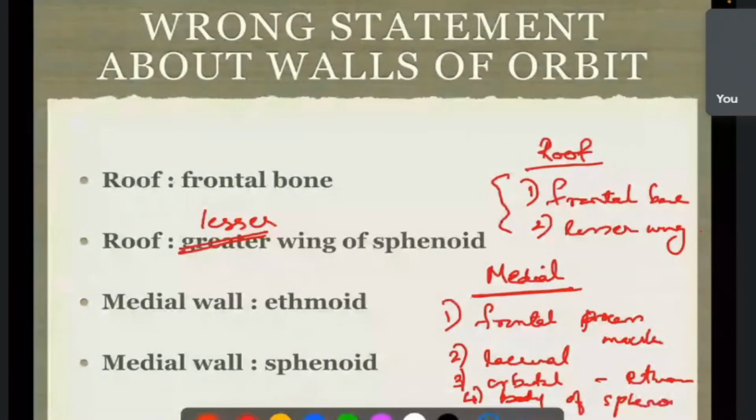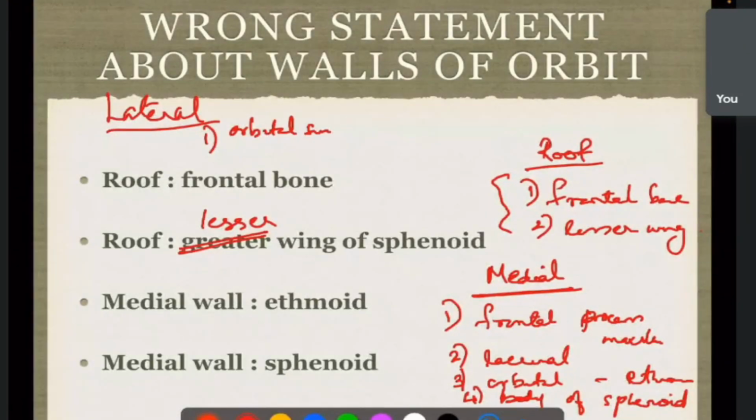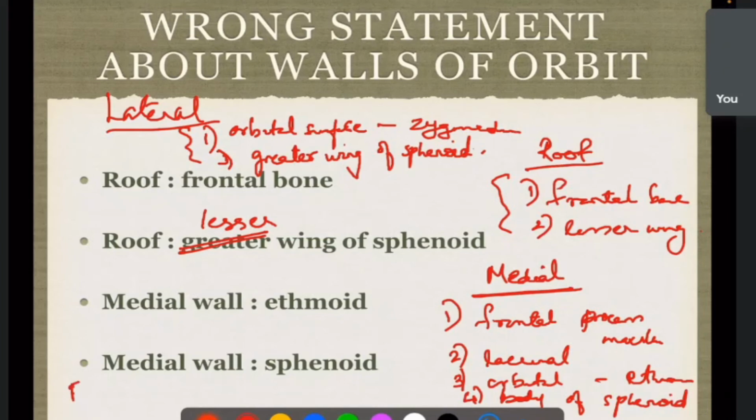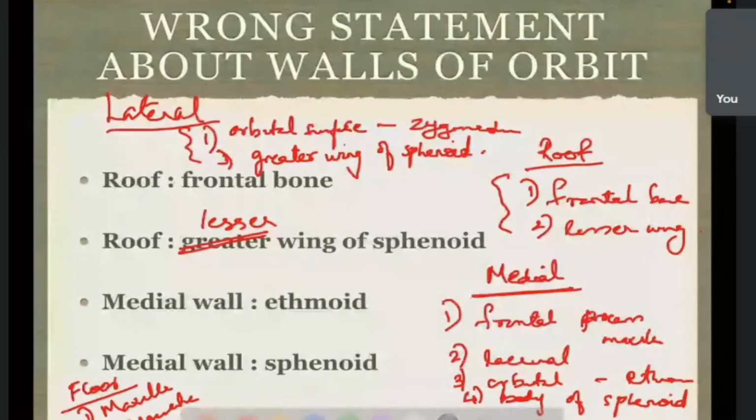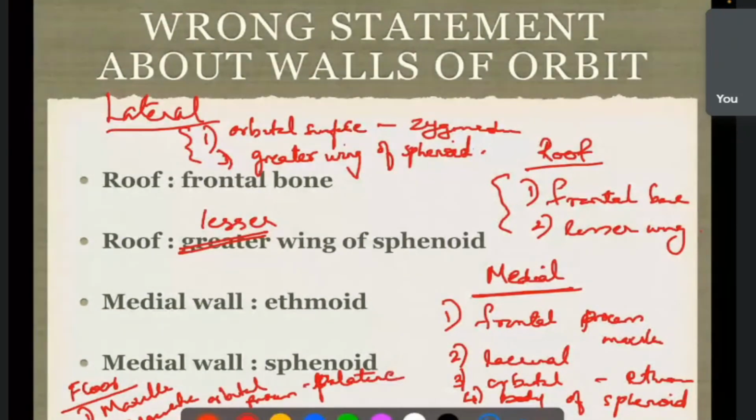What about lateral wall? Orbital surface of zygomatic bone, and orbital surface of greater wing of sphenoid. Yes, very good. The floor has three bones: orbital surface of maxilla, orbital surface of zygomatic bone, and orbital process of palatine bone.